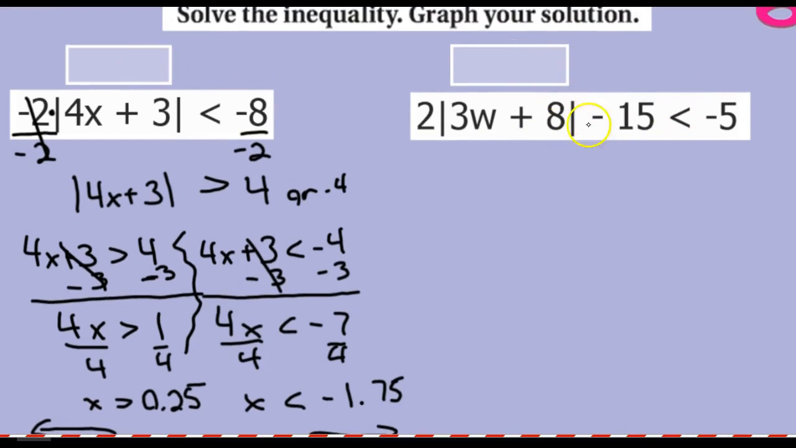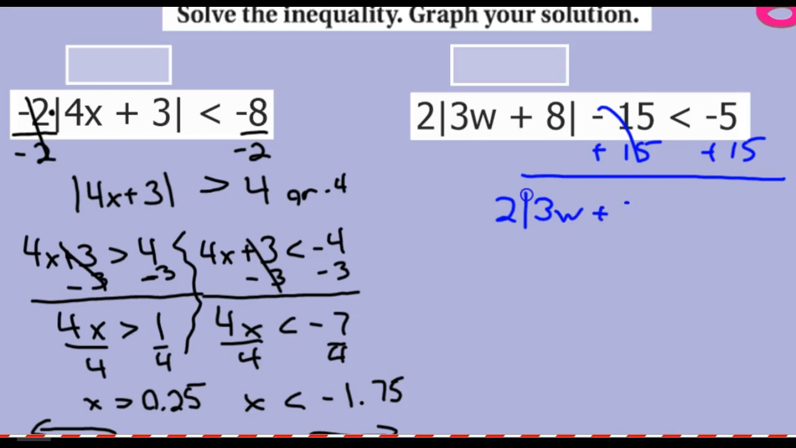Alright, this problem here, we have to get rid of the stuff outside of our absolute value. So the first thing we're going to do is add 15. So we have 2 times the absolute value of 3w plus 8 is less than 10. Now we have to divide by 2 to get rid of the 2. We have the absolute value of 3w plus 8 is less than 5.